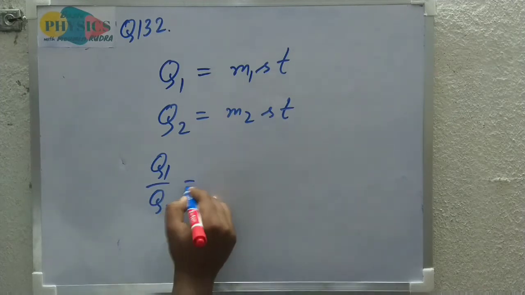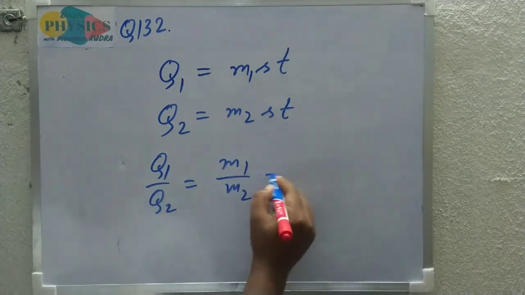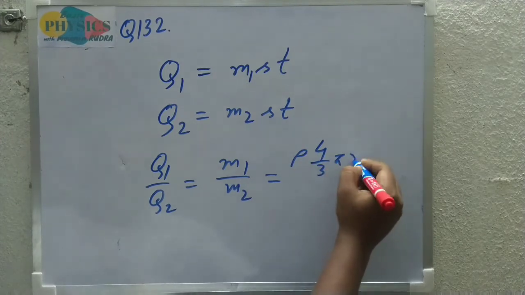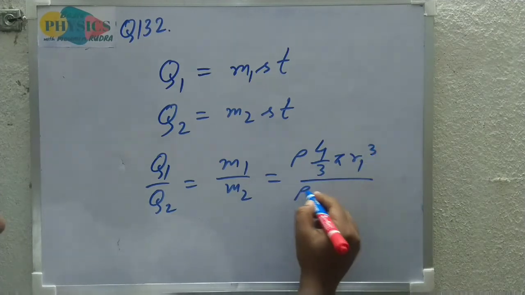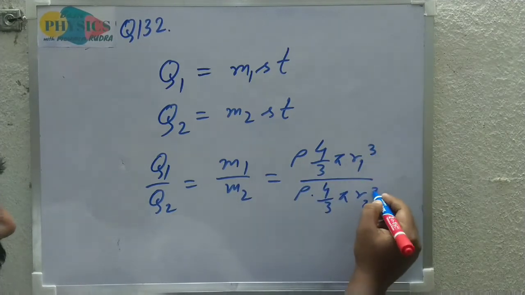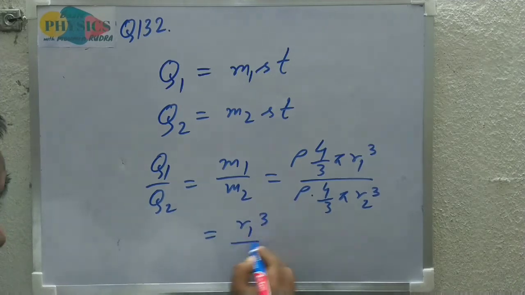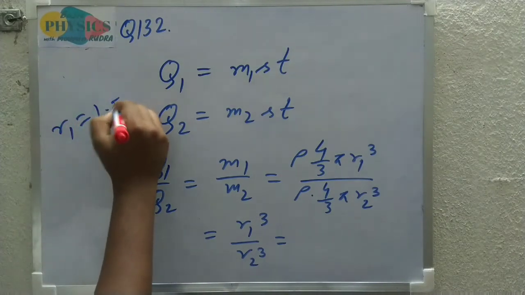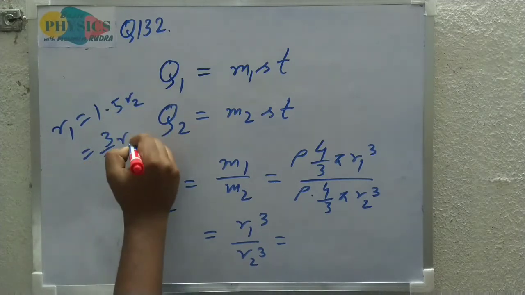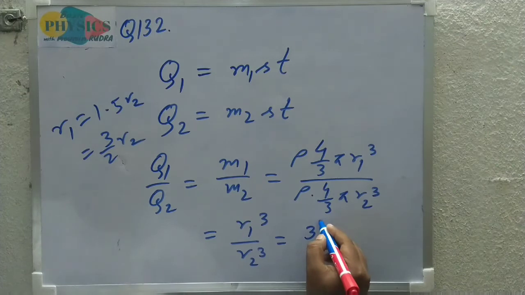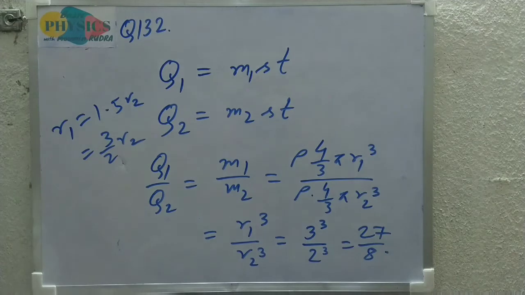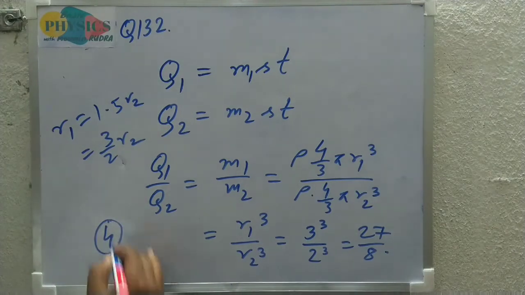So Q1 by Q2 equals M1 by M2, which means rho into 4 by 3 pi R1 cube by rho into 4 by 3 pi R2 cube. So R1 cube by R2 cube, and given R1 equals 1.5 R2, R1 equals 3 by 2 R2. So from this, 3 cube by 2 cube means 27 by 8, so option 4 is the right answer.